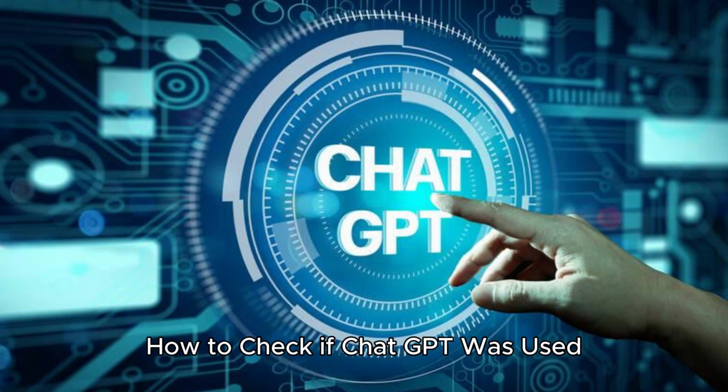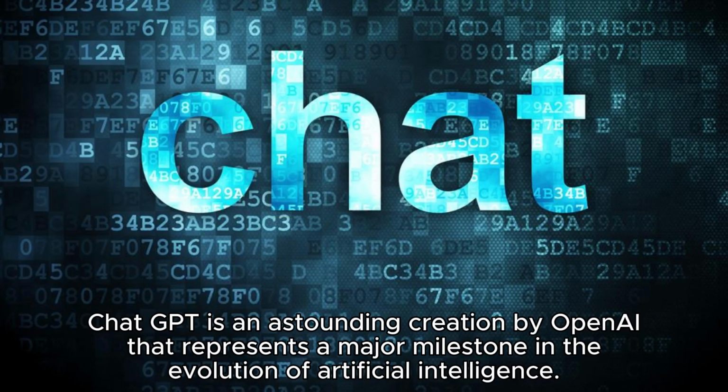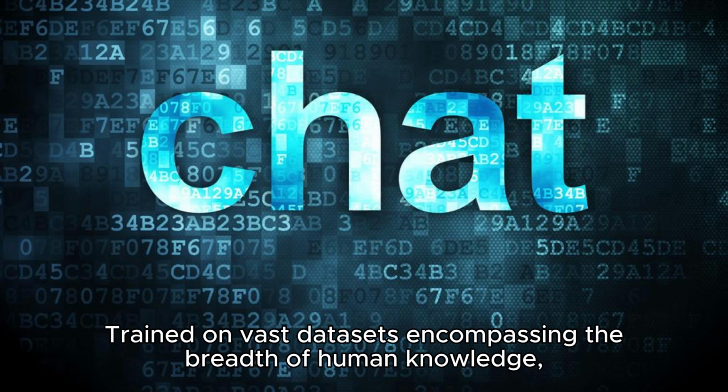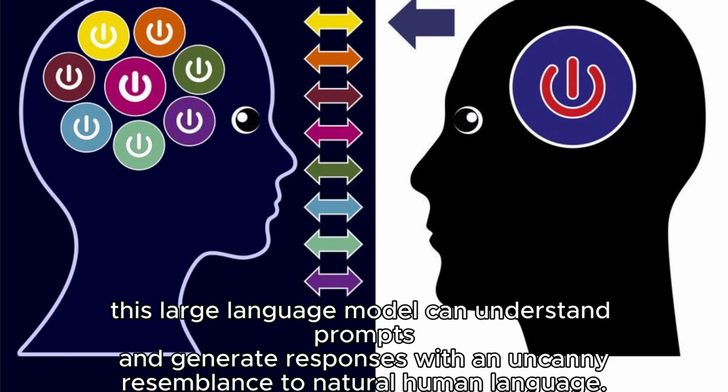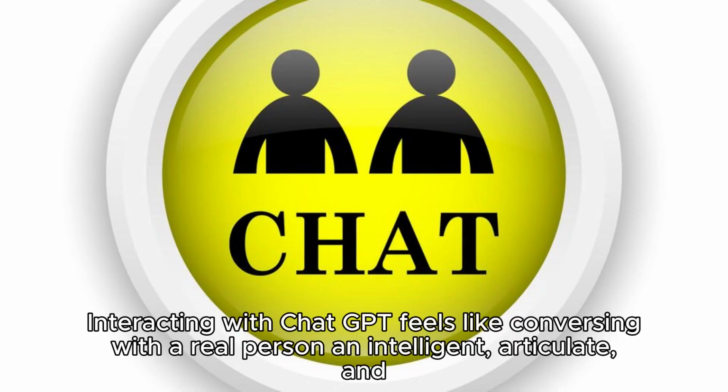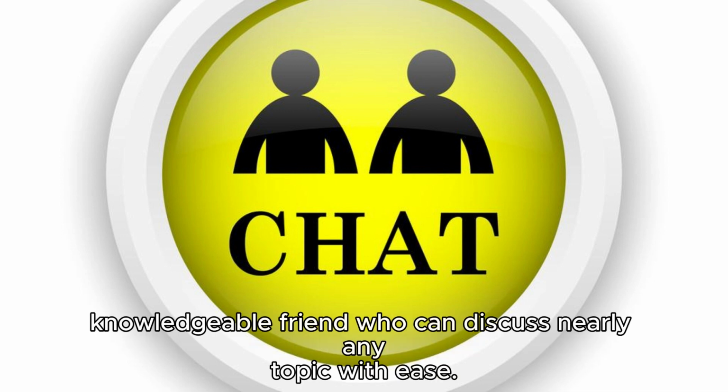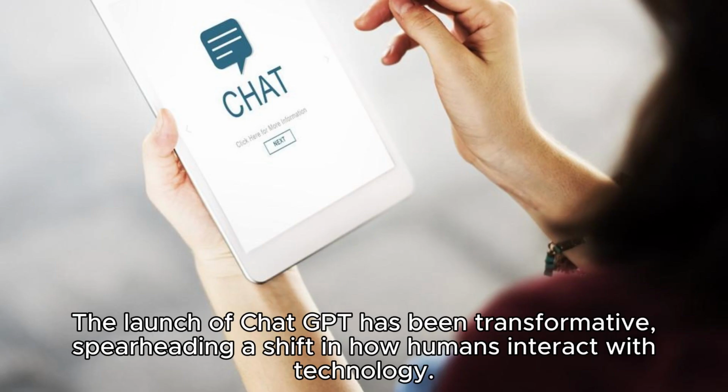How to check if ChatGPT was used. ChatGPT is an astounding creation by OpenAI that represents a major milestone in the evolution of artificial intelligence. Trained on vast datasets encompassing the breadth of human knowledge, this large language model can understand prompts and generate responses with an uncanny resemblance to natural human language. Interacting with ChatGPT feels like conversing with a real person, an intelligent, articulate, and knowledgeable friend who can discuss nearly any topic with ease. The launch of ChatGPT has been transformative, spearheading a shift in how humans interact with technology.